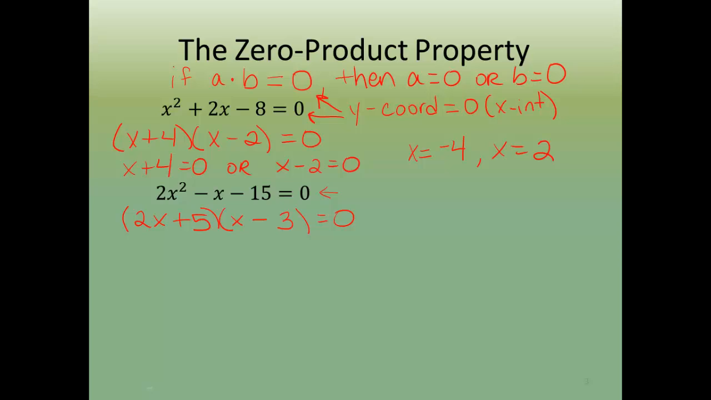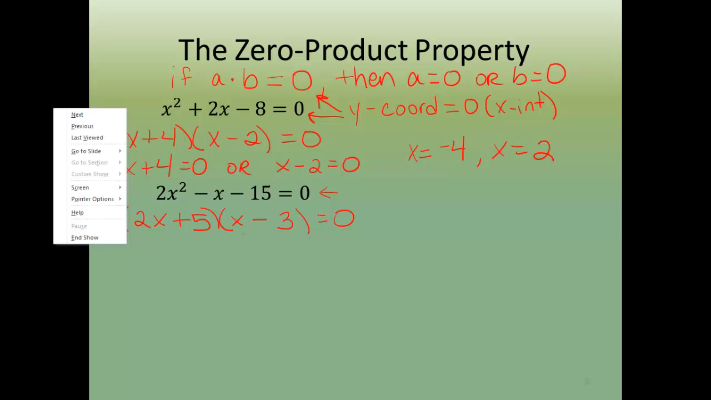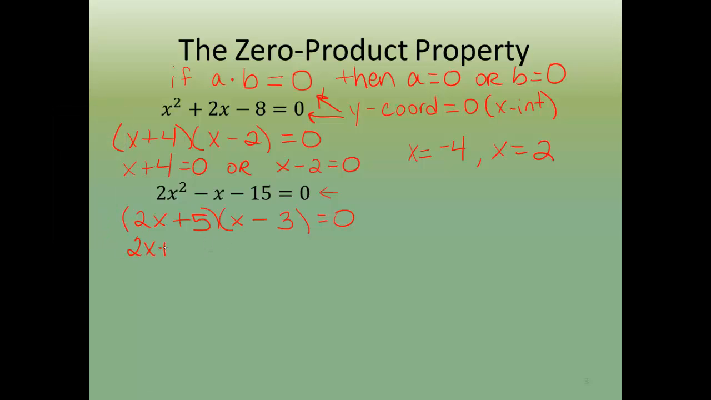So here are my factors, 2x plus 5, x minus 3. By the zero product property, I'm going to get 2x plus 5 equals 0, or I'm going to get x minus 3 equals 0. That gets me two values of x, negative 5 over 2, and x equals 3. And these are the x-intercepts of this function. Notice one of them, the negative 5 over 2, isn't an integer, and had we built a table to try to graph it, the x-intercept wouldn't show up as easily as they do when they're integers.